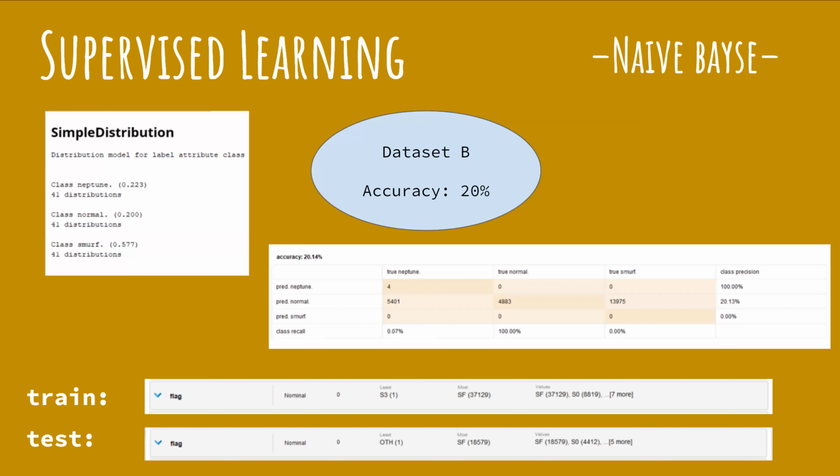For dataset B, the accuracy dropped down to 20% and all the predictions go into the normal class. The reason for this, as I can tell you from the bottom, is that there are some values in the flat class in the training set that do not exist in the test set, and the classifier will return 0 probability and will not be able to make the prediction.